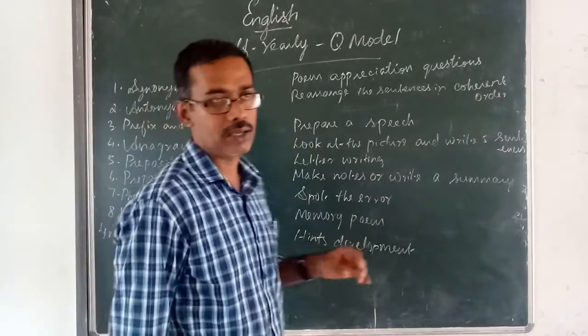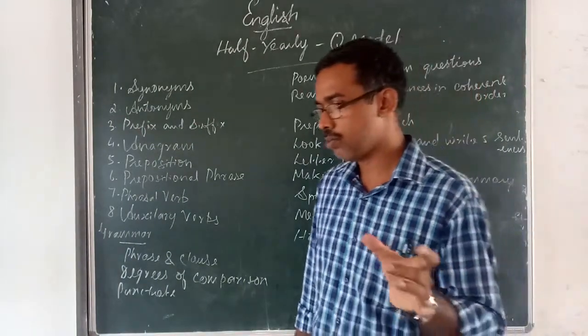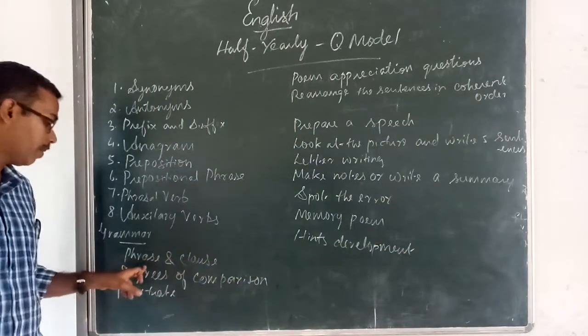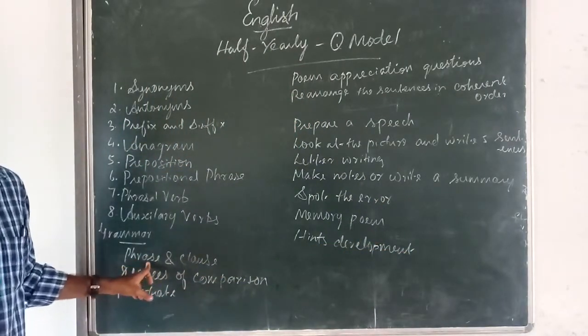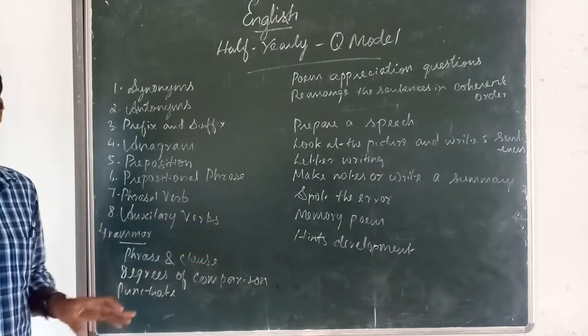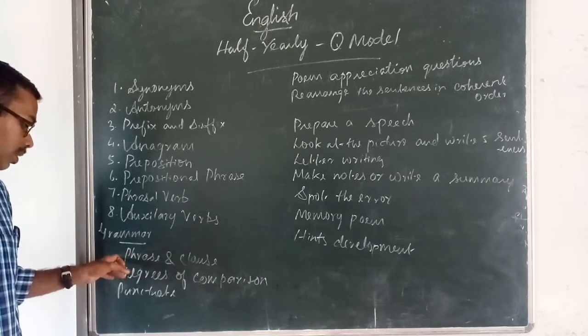Next one, the 2 mark grammar. Each question carries 2 marks, and you have to write 3 questions. It will be based on phrase and clause. From the book back exercise, we have seen phrase and clause. Underline the phrase or the dependent clause. One question will be asked in that.